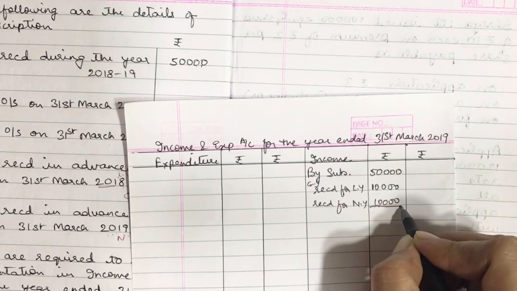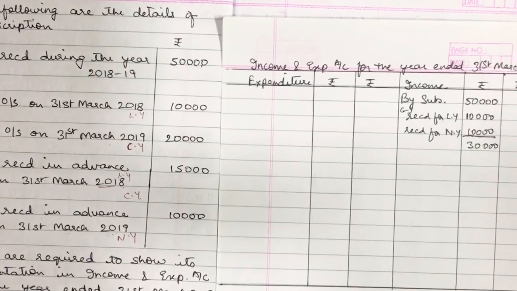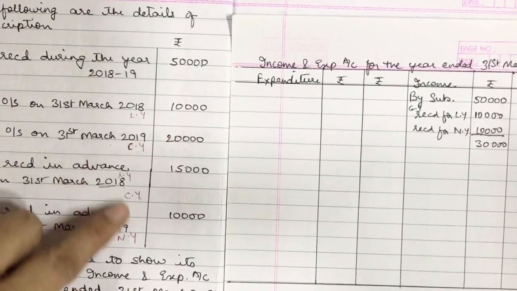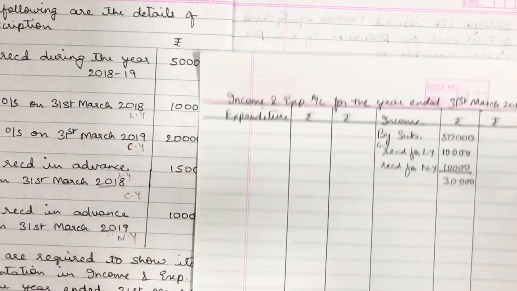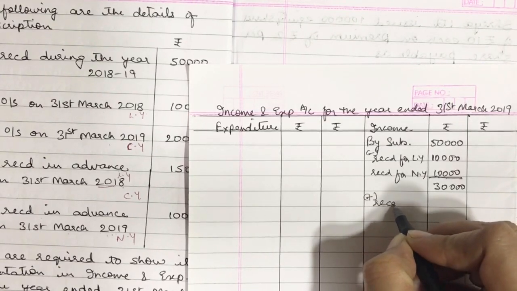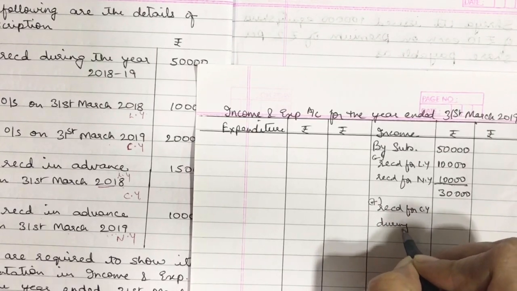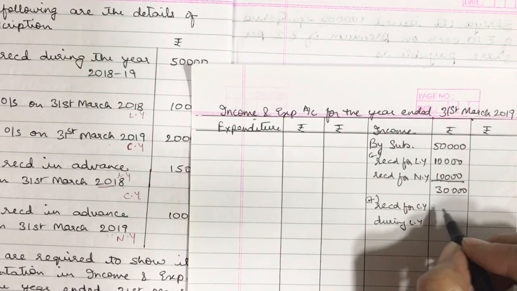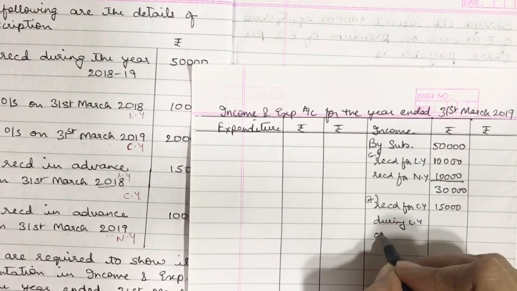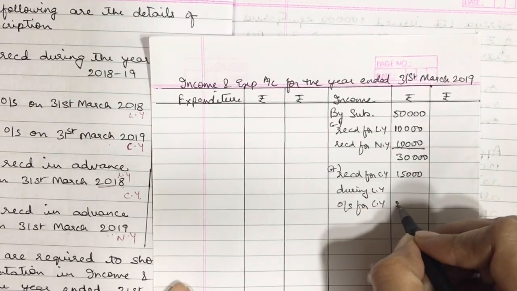So 50 minus 20 is 30,000. Now next, what will you add? You will add both current years. So 20,000 and 15,000. So add received for current year during last year. How much? 15,000. And another add is outstanding for current year, that is 20,000.